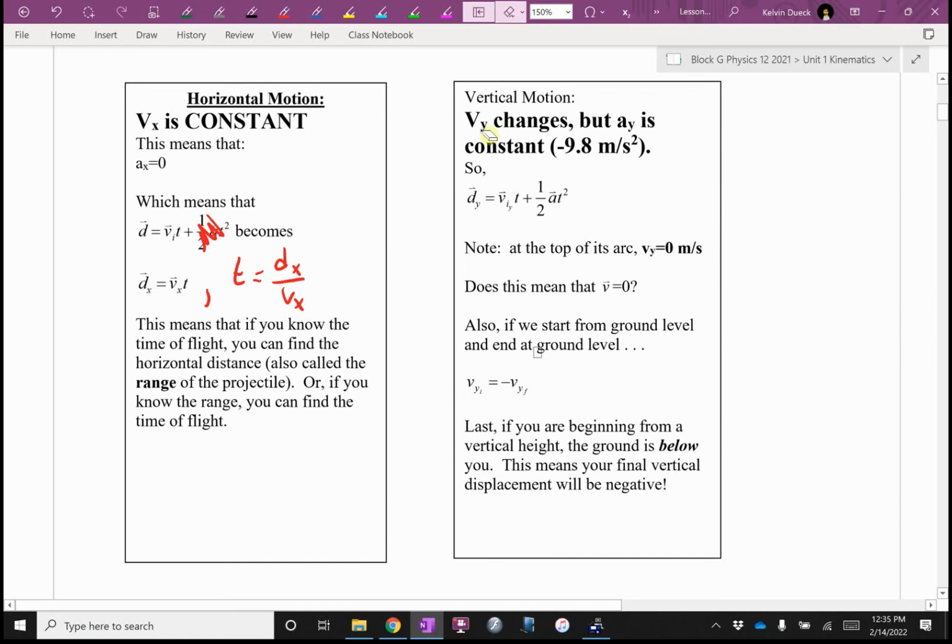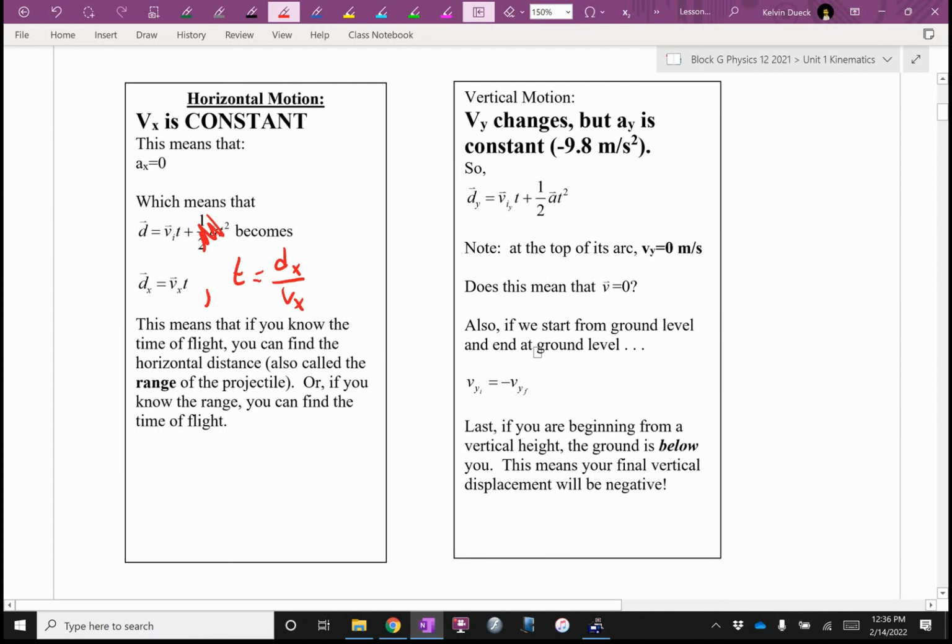Vertically, Vy is changing. Ay is constant. It's negative 9.8 meters per second squared. So, unfortunately, nothing cancels here. Specifically, the quadratic term does not vanish. The squared term will always be kicking around. If Vy initial is 0, then that term can vanish, yay, but it often won't.